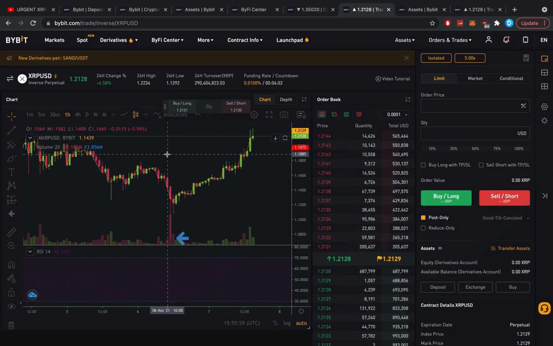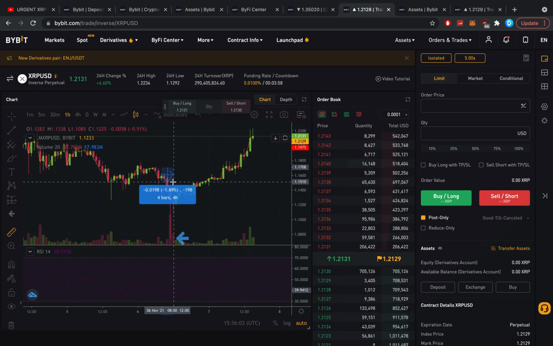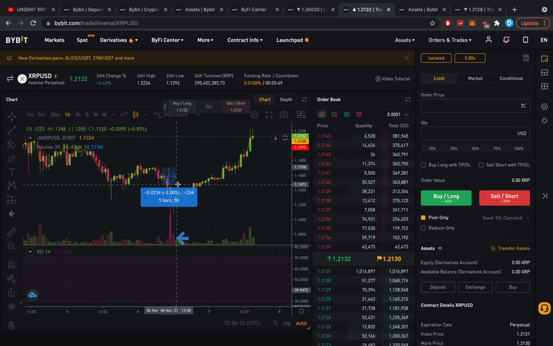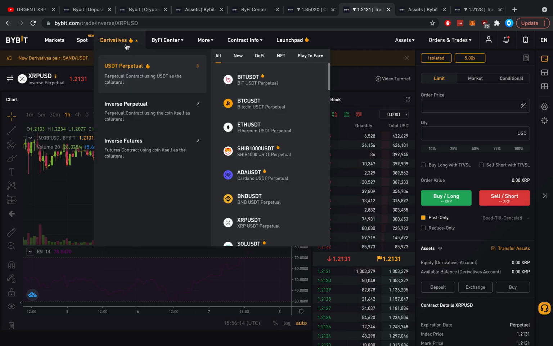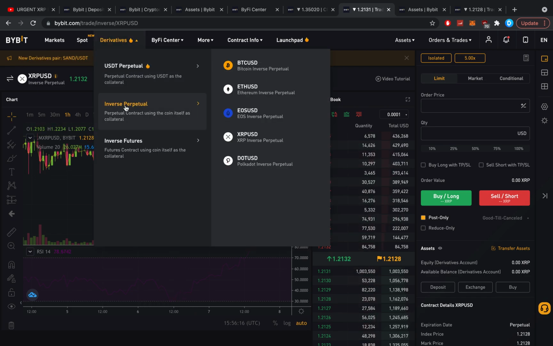The same thing, of course, goes for if you think the price is going to go down. You can say, hey, I'm betting that the price goes down, so to speak. I'm trading some short contracts. Those are the ones I want to buy. And so the price goes down 2%, but you use 10 times leverage, you get 20% gains. All right, there's two different types, USDT and inverse.